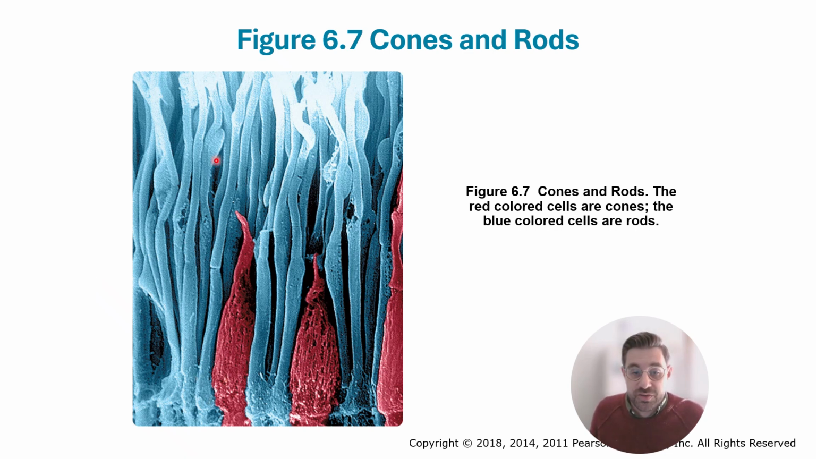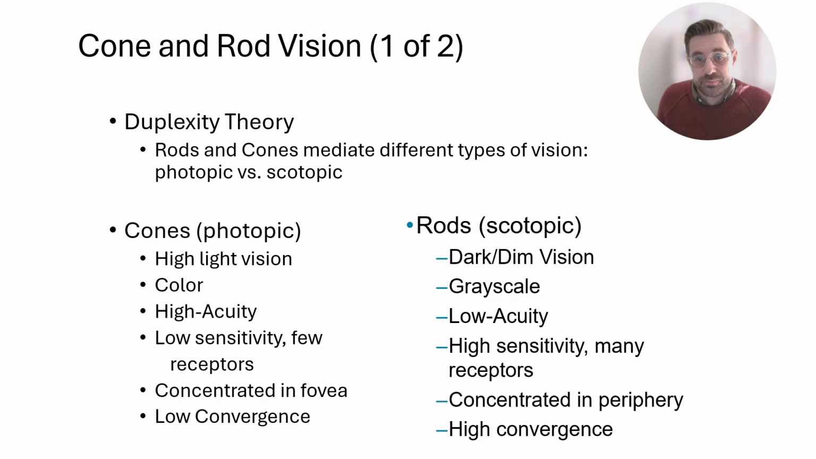You can see pictures of the rods and the cones here. They get their names just because of what they look like. So these are rods that look like rods, and these are cones that are a little more cone-shaped. That's all the name means. There isn't anything else about the function of them or what they're called. However, they do have different functions. So cones and rods work differently.